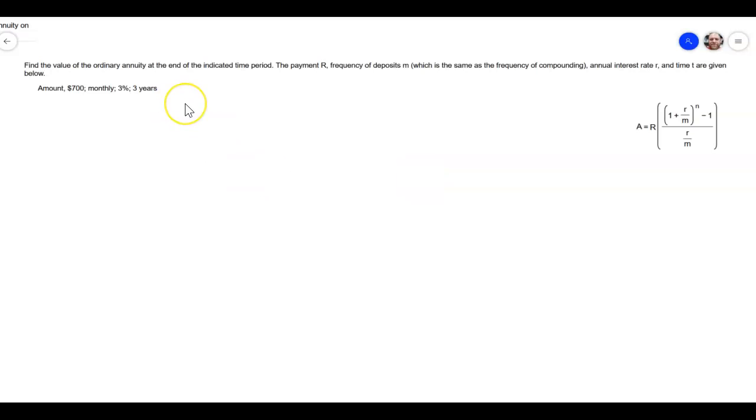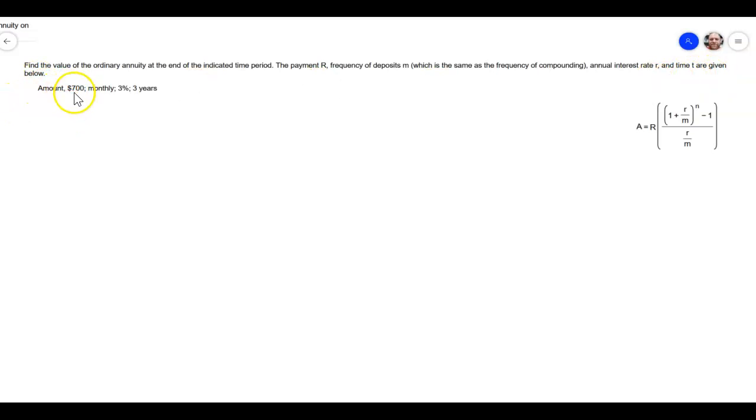Okay, so for this next one, let's do one of these ordinary annuity problems. It says, find the value of the ordinary annuity at the end of the indicated time period. The payment R, the frequency of deposits M, which is the same as the frequency of the compounding. Remember, in order to do one of these, those have to match or we can't use this formula. The annual interest rate R and the time T are given below.